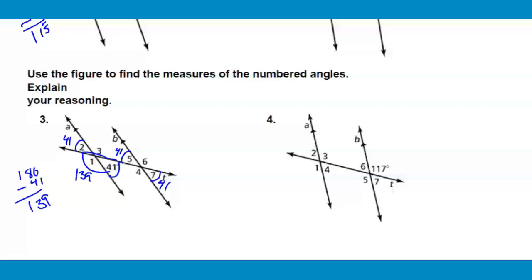Look across from 1. Here's 3, vertical, 139. 3 and 6 are corresponding, 139. 6 and 4, vertical, 139. Could have also seen that 1 and 4 were corresponding in that same position relative to the transversal, below the transversal, and to the left of the parallel lines. So once you get a couple of these, the rest of them should all just fall right into place. So let's look at one other type here.